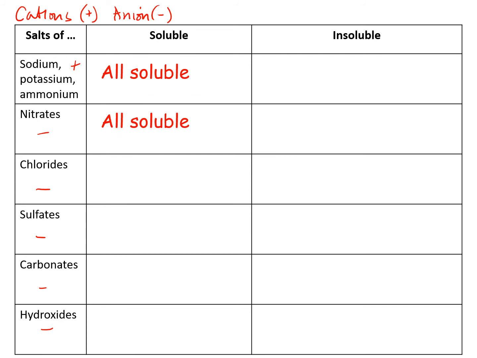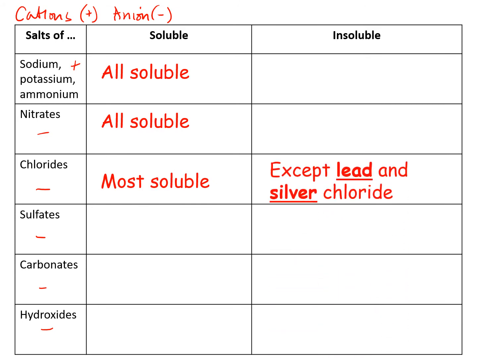Chlorides, most are soluble except for, can you remember, lead and silver? You can remember that by lead being your paints and silver being your pottery glazes. Sulfates, most of them are soluble, except for, again, your lead and silver.